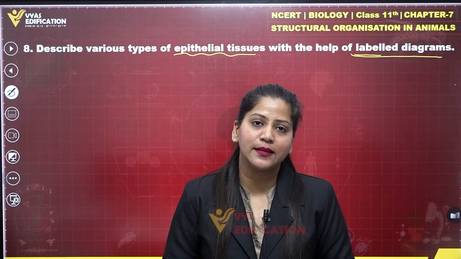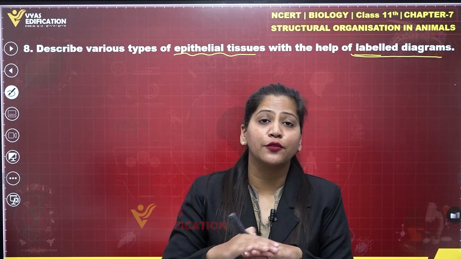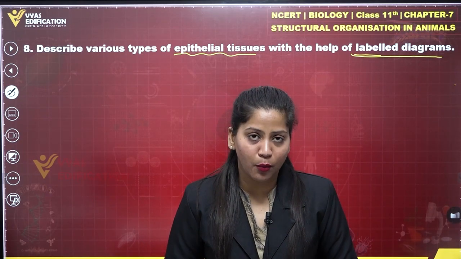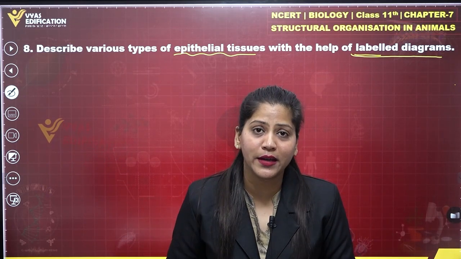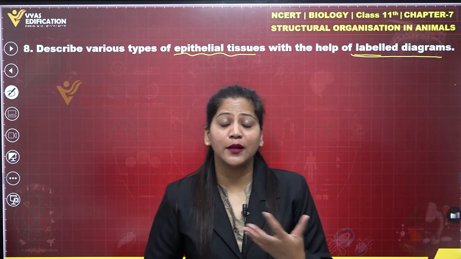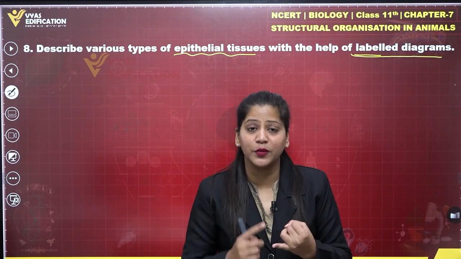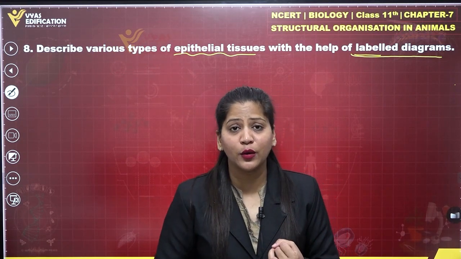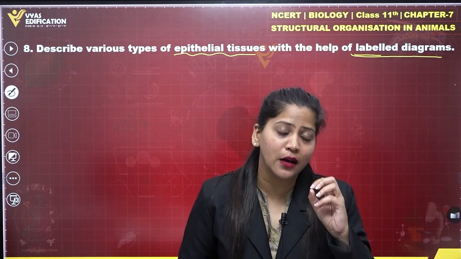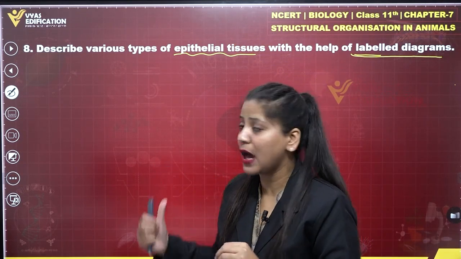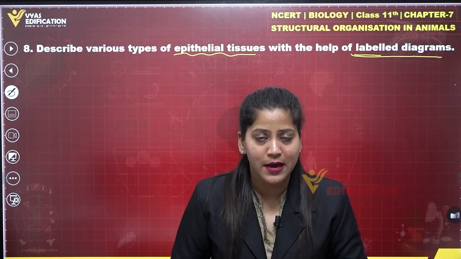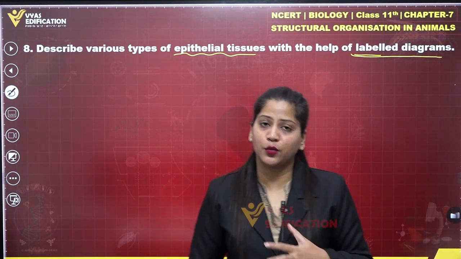Epithelial tissue is a tissue which lines the surface of a body, right? We have various kinds of tissues present in our body, or we can say that our body is made up of various kinds of tissues, right? We have different types of tissues such as epithelial tissue, nervous tissue, muscular tissue, right? Among these we have this epithelial tissue to describe, and the various types of epithelial tissue we have to describe according to this question.